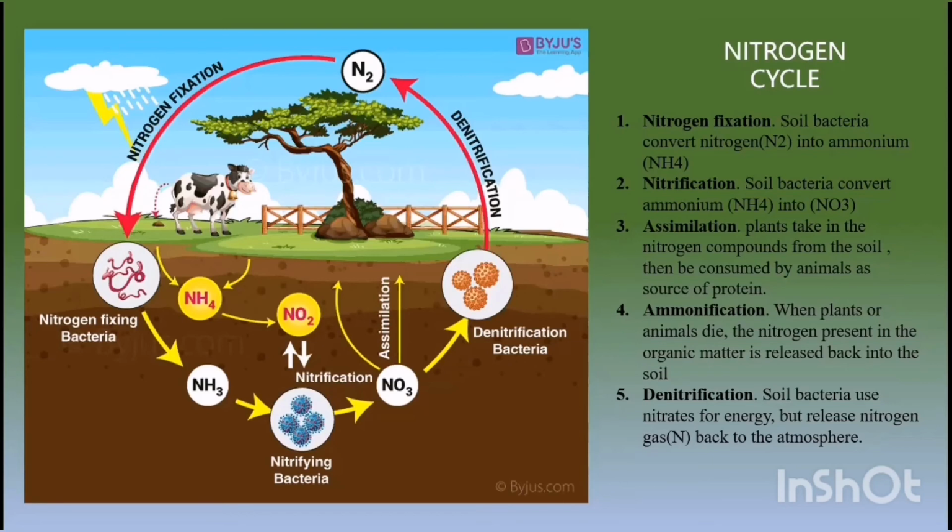Proceed to the next step, which is nitrification. In this process, the ammonia is converted into nitrate by the presence of bacteria in the soil. Nitrates are formed by the oxidation of ammonia with the help of the Nitrosomonas bacterium species.